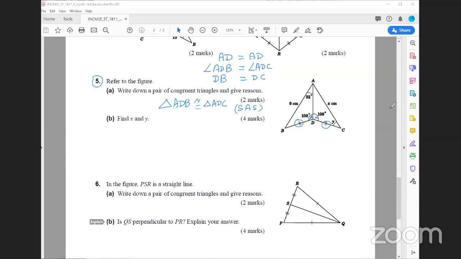Are you okay with this one? Not ASA. SAS. As this is the length. SAS. Look at the diagram once again. And look at this part once again. AD is the side, because this side is shared by these 2 triangles, right?